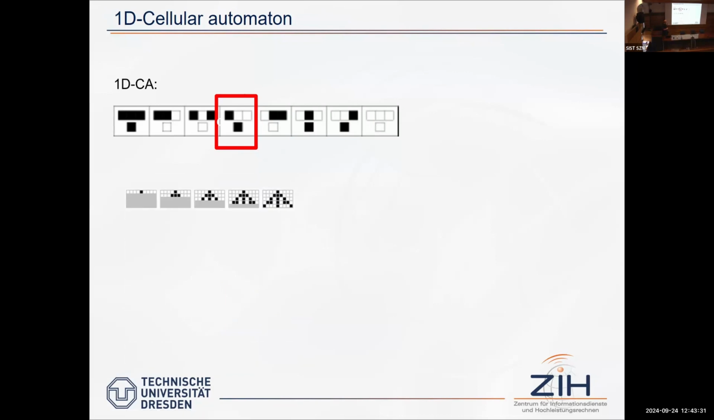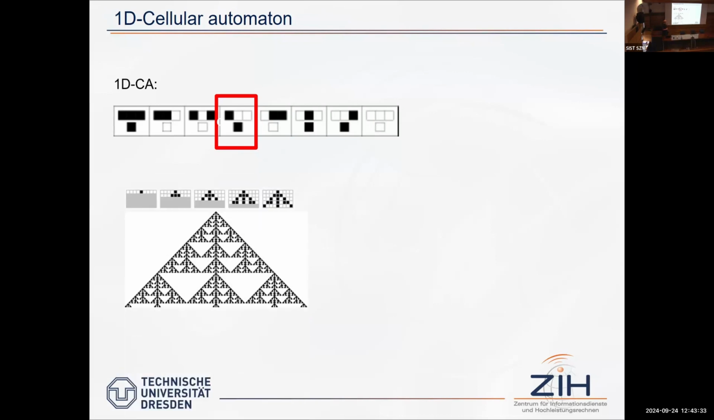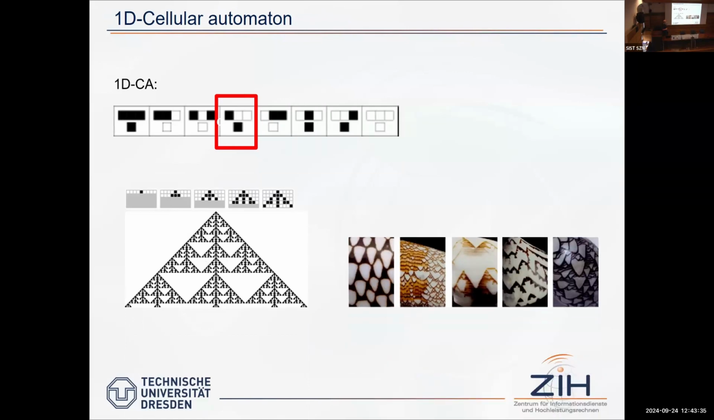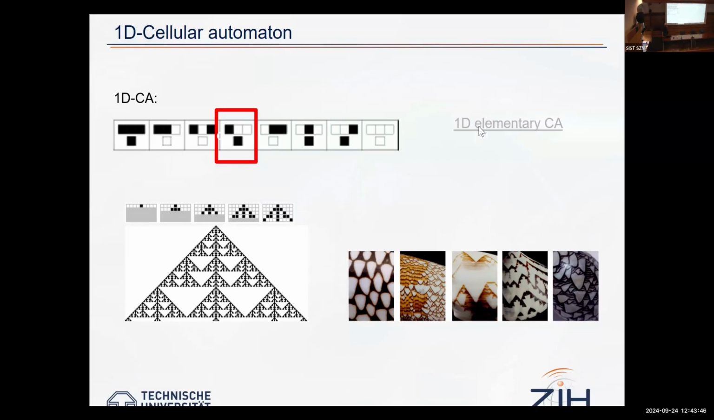And this is an example of a temporal development. And this rule here nicely resembles shell patterns. And this rule is the rule 90. And this is the decoding of the rule. And now we can start from 1 cell. And we get our shell pattern. We can look at other rules.